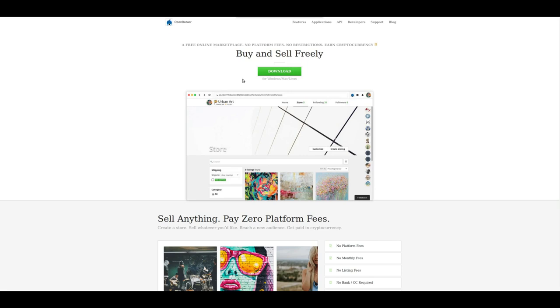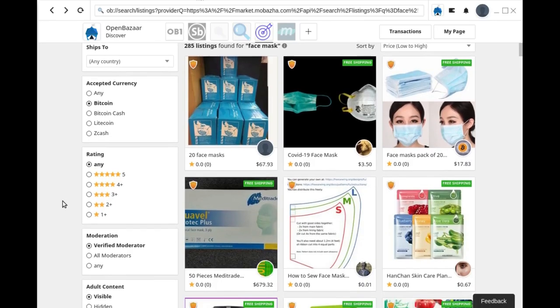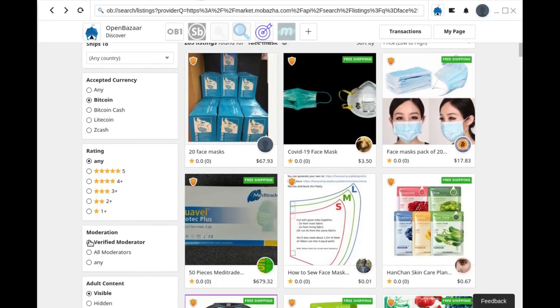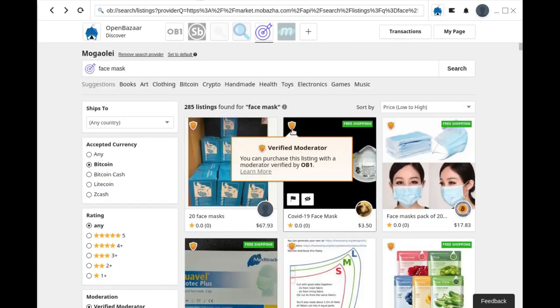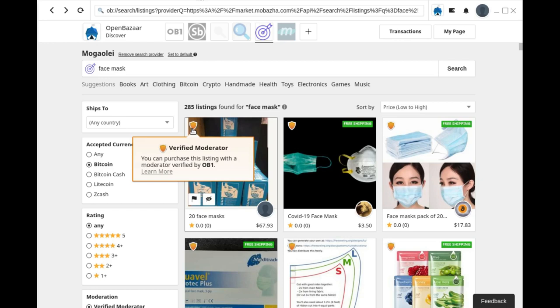The second is that OpenBazaar is a decentralized marketplace. What that means is there's no one who's really in control of it. Just like any other marketplace, there are scammers, so you have to be careful. In order to prevent being scammed, use verified moderators. You can find verified moderators by using search filters that only show listings with verified moderators, as well as looking at this security badge.